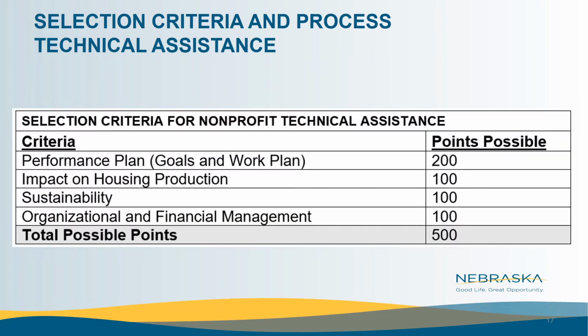The technical assistance projects are scored in 4 categories: performance plan, which was formerly called the goals and work plan, impact on housing production, sustainability, and organizational and financial management. These have not changed since the prior year. The maximum points available is 500.